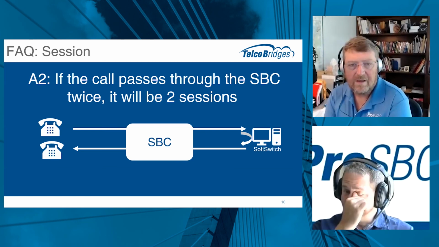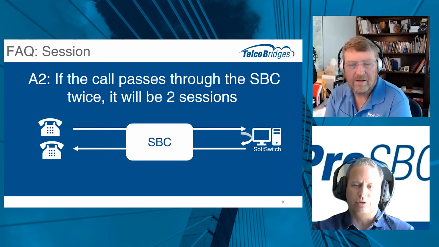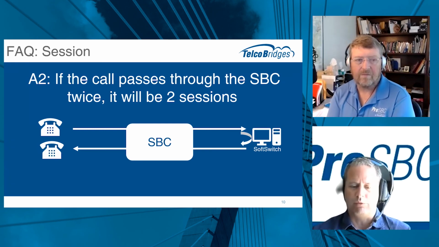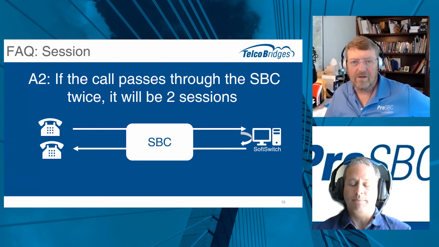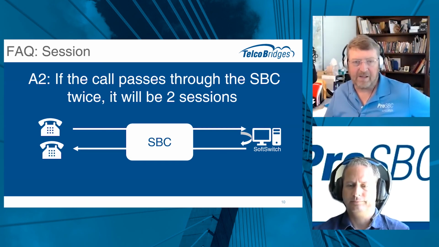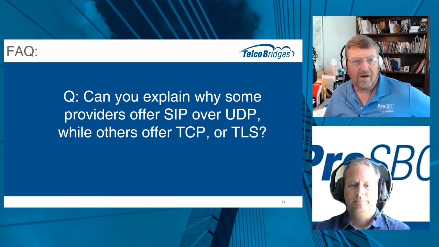Sometimes what we see is that you have registered users connecting to the SBC, and this goes to either a PBX or a soft switch, and the soft switch will make the routing decision and maybe make another call out through the SBC. In this case, since it goes twice through the SBC, it will be counted as two sessions. Right. And that scales up to however many sessions have been licensed in the particular SBC. Correct. Got it. Okay.